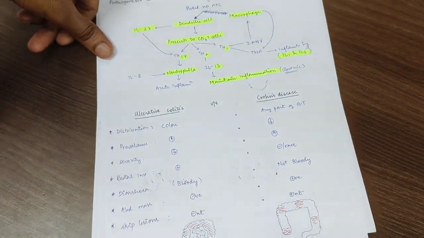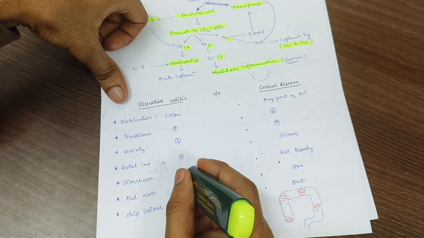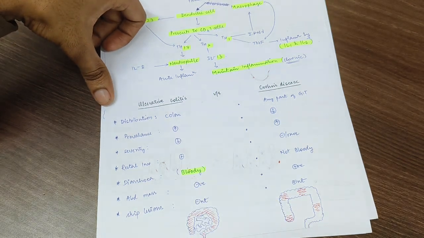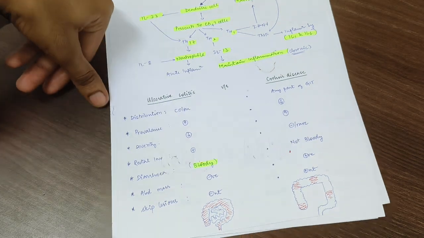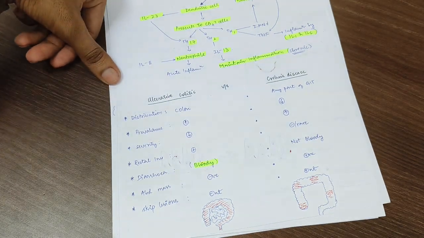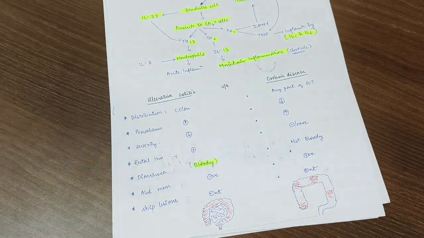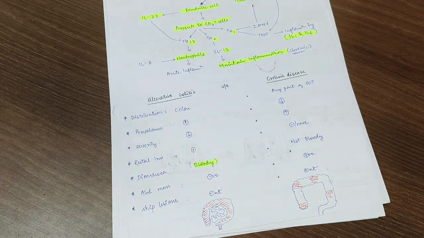Diarrhea: usually bloody diarrhea is seen in case of ulcerative colitis. Then there it is non-bleeding. Abdominal mass: it is negative in case of ulcerative colitis, whereas in Crohn's, because it is involving other parts of the GIT, it can cause an abdominal mass.